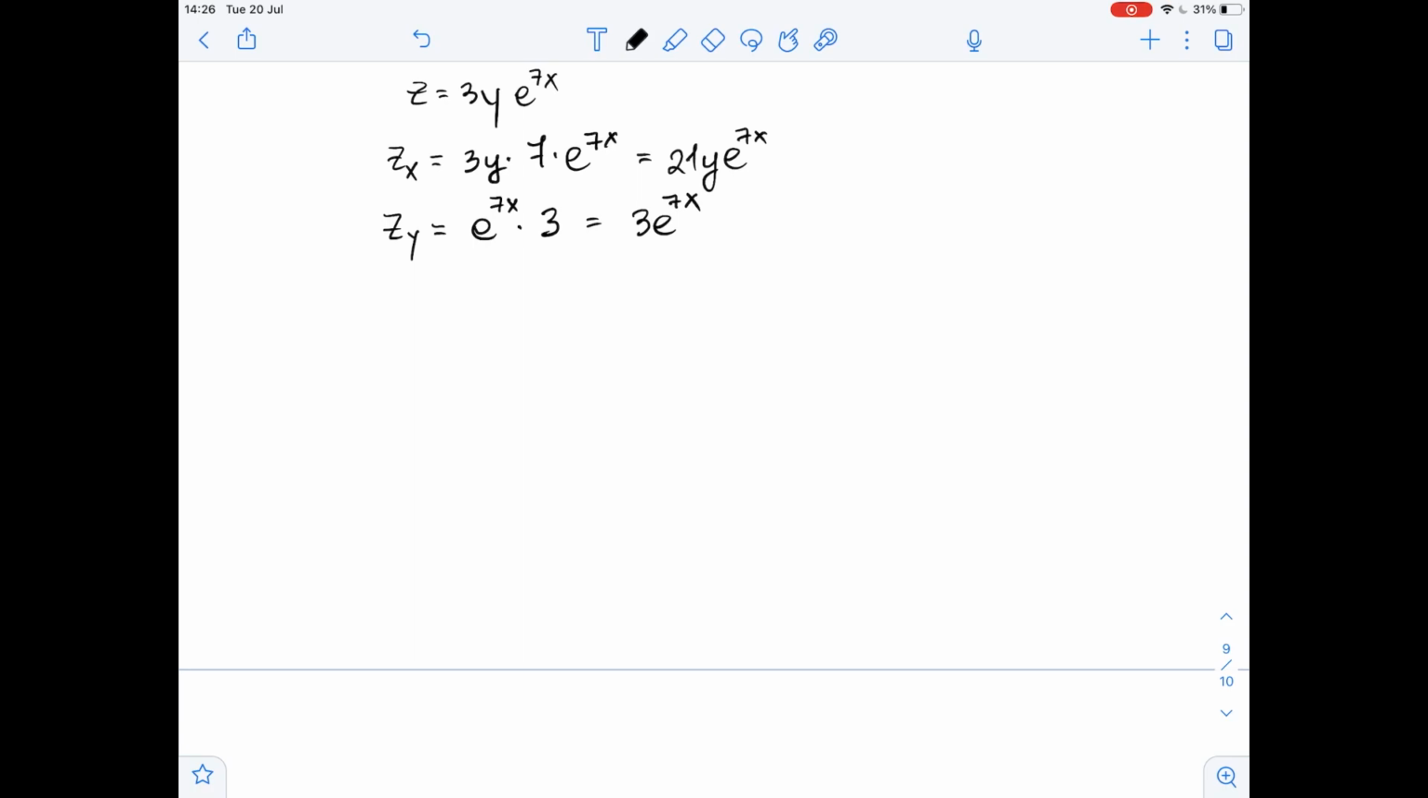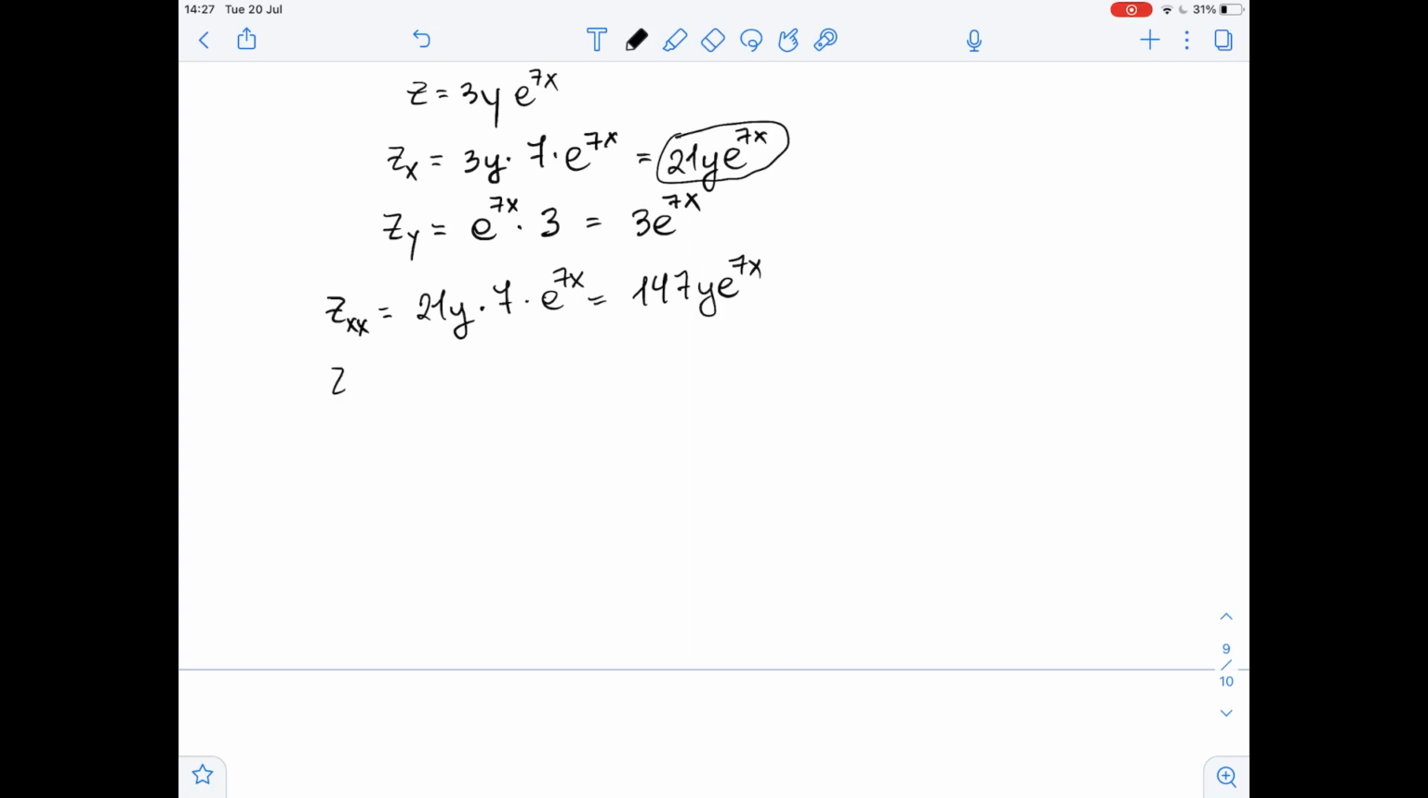So we will start by finding the zxx. So this is basically the derivative of zx with respect to x. So we need to differentiate this expression. And here again we treat y as a constant, so it's 21y times, now we will use the chain rule to find the derivative of e to the power of 7x, so times 7 times e to the power of 7x. So this equals 147y e to the power of 7x.